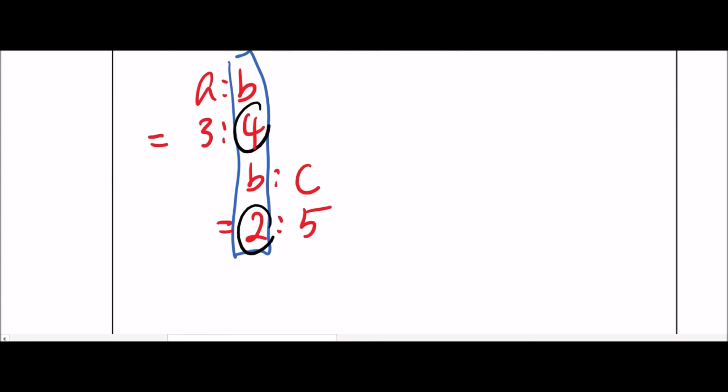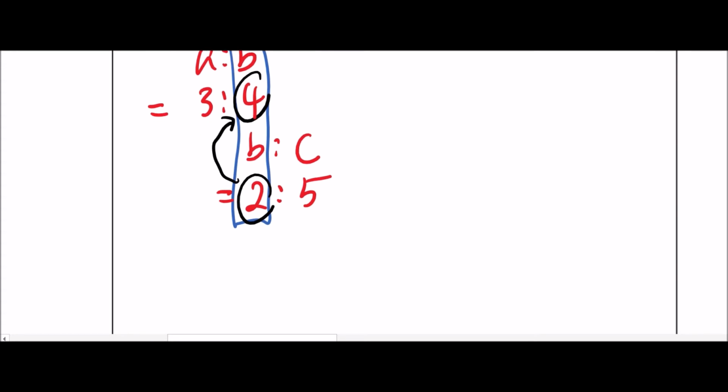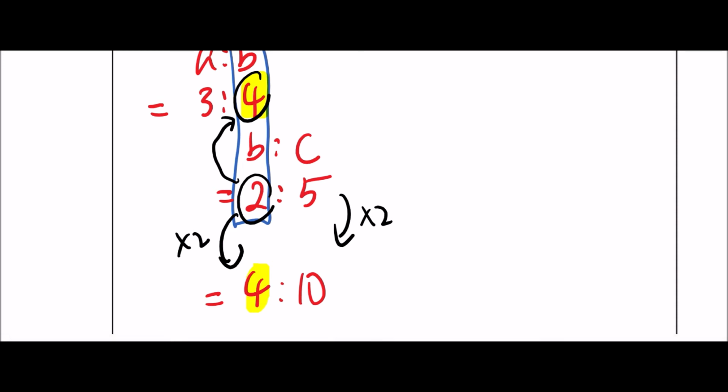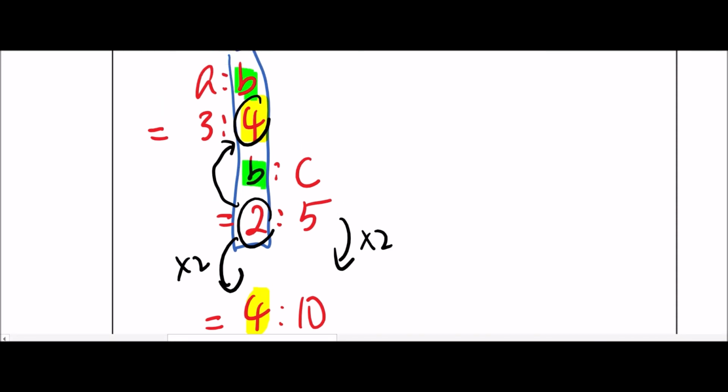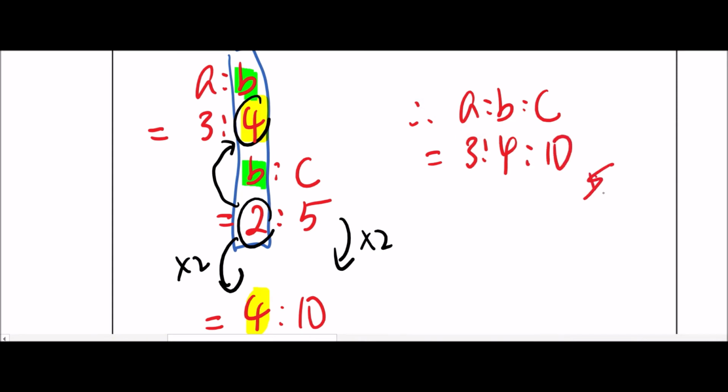So what can I do? Well, I can try to turn this 2 into 4. How am I going to do it? By multiplying both sides by 2. That gives me 4 is to 10. Now, great, we have the same number 4 for our common quantity B. Can you realize that? So immediately, therefore, we can combine the ratio A is to B is to C is 3 is to 4 is to 10. And we're done.